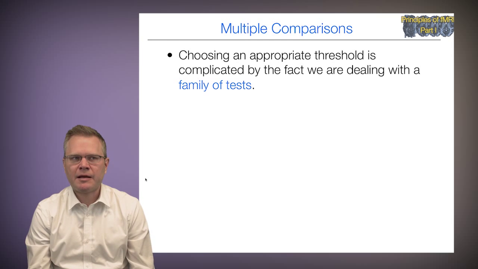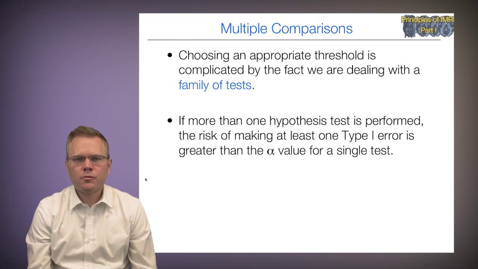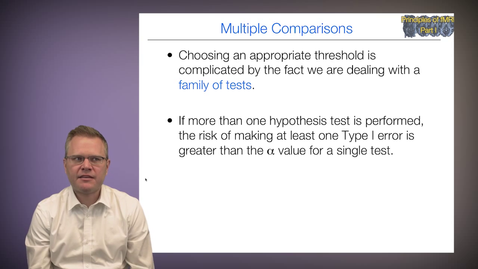So choosing an appropriate threshold is complicated in the situation that we're in with fMRI by the fact that we're dealing with a family of tests. If more than one hypothesis test is performed at any given time, the risk of making at least one type 1 error is going to be inflated. It's going to be greater than the alpha level of a single test.